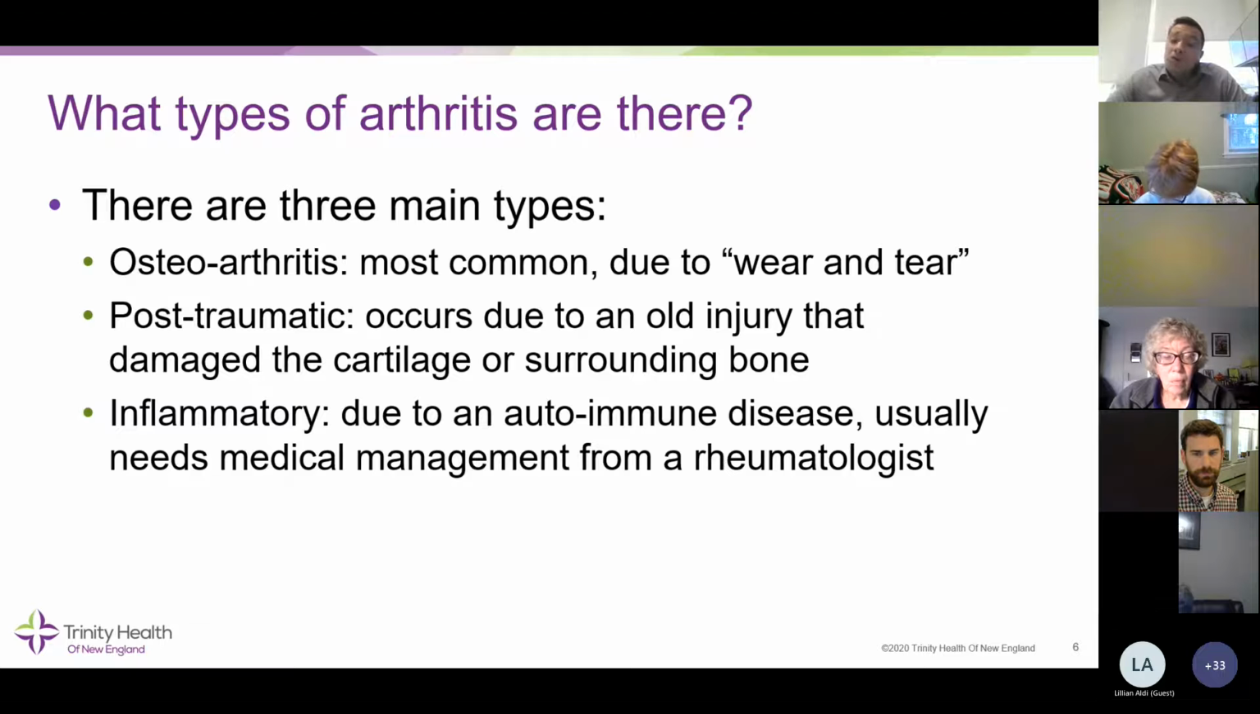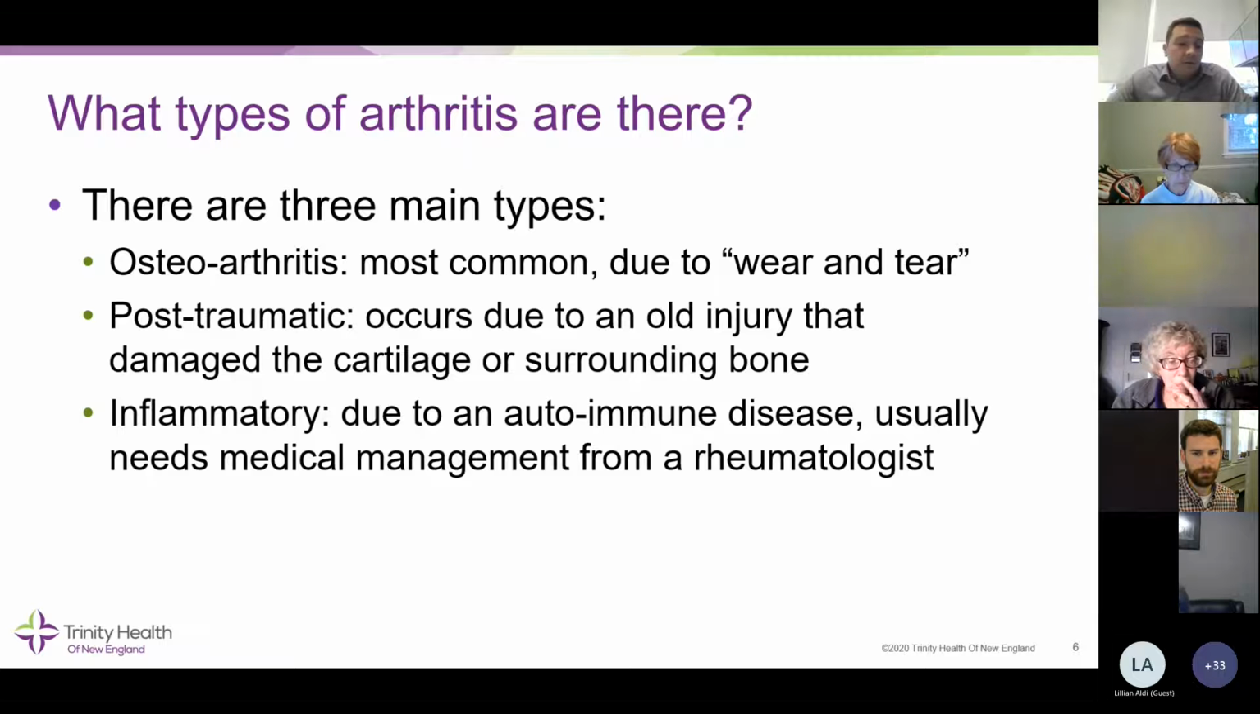The second type is post-traumatic. Post-traumatic is usually associated with an identifiable injury. So this is somebody who has had a fracture in their knee in the past that had to be repaired, or somebody who may have had an ACL injury in the past, and this creates an initial damage to the cartilage. The cartilage has a very, very poor blood supply, and therefore it is not able to heal itself very well. So when it sustains that initial injury, it kind of gets the ball rolling and sets off the cascade that leads to more cartilage breakdown and leads to people developing arthritis in their knee.